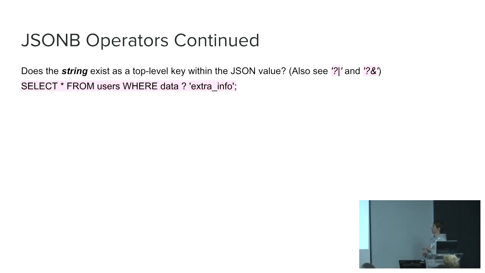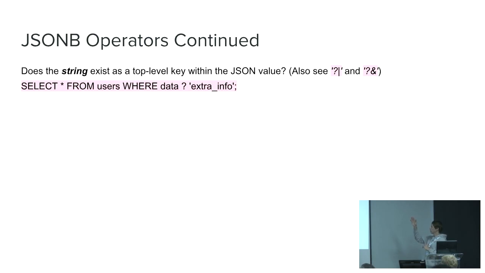Okay, so these are some of the cool operators. Question mark: does this string exist as a top-level key within this JSON value to the left? I'll now explain the question mark with the pipe and the question mark with the and. So basically, this will say select all from users where data contains this key. So now it's not so much about values anymore. You're asking the rows, who of you have this key, extra info? And it returns the rows where that is true or false.